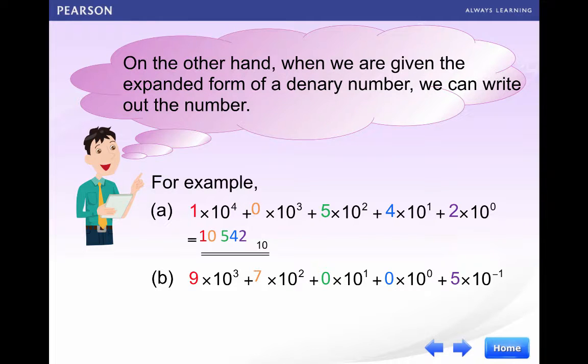And part B, look at this expanded form. The last value is 5 times 10 to the power -1. So it should be 0.5 for the last term. So you will have 9700.5.